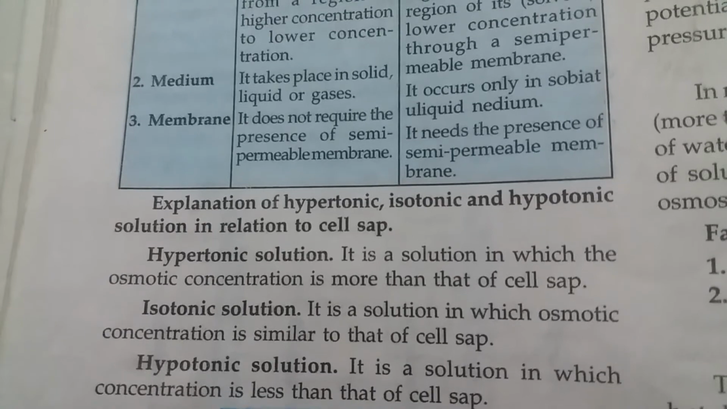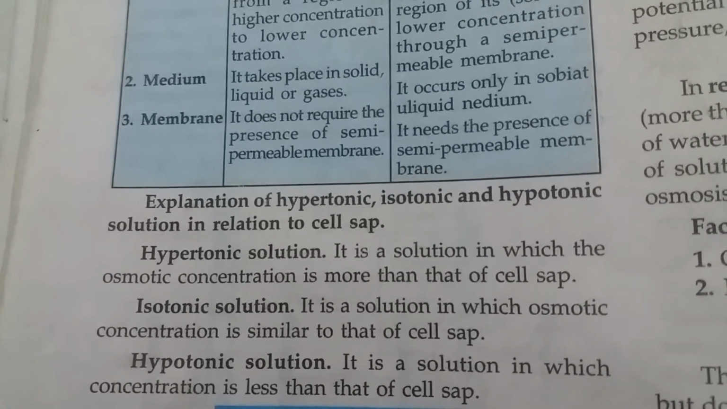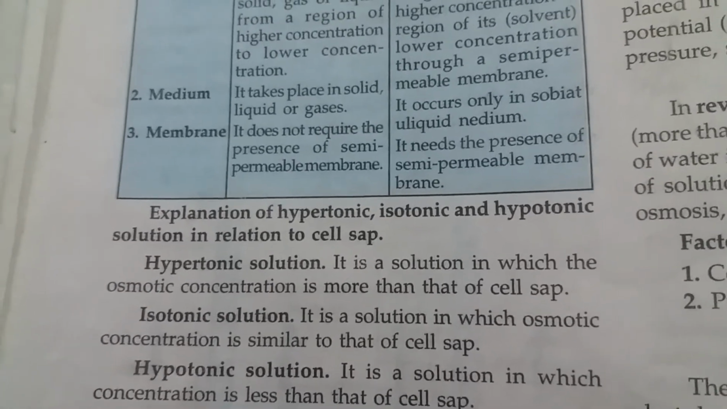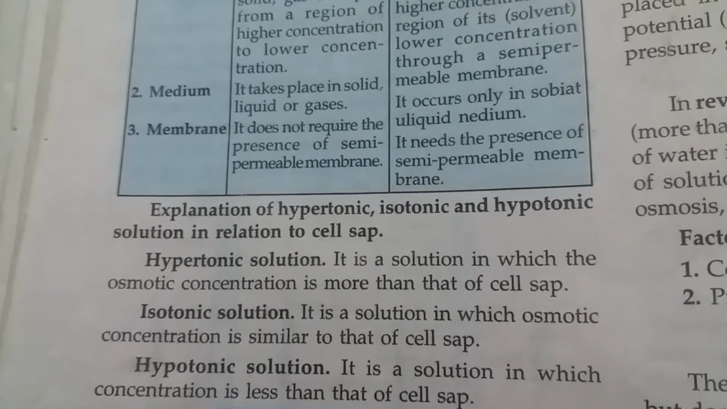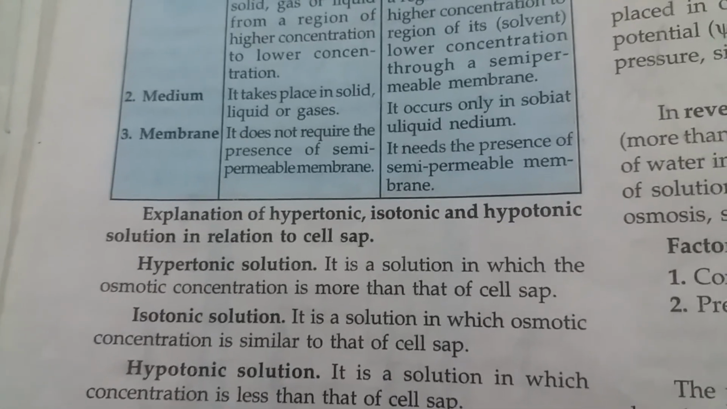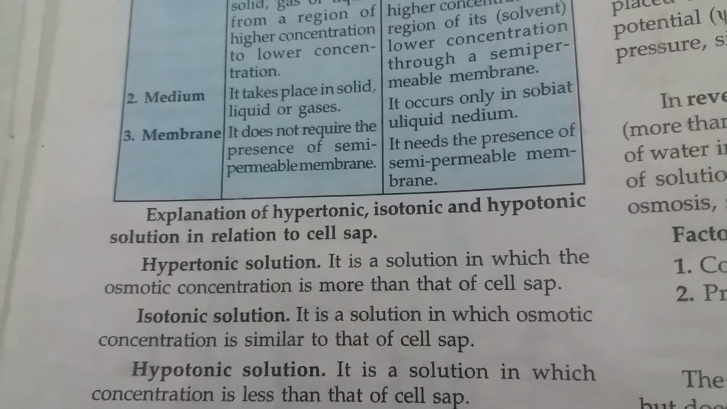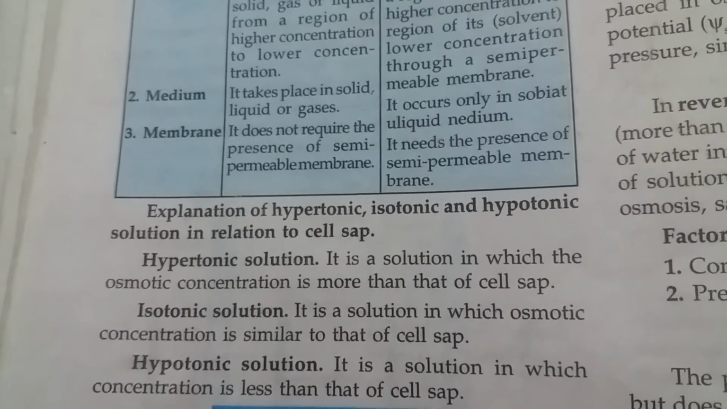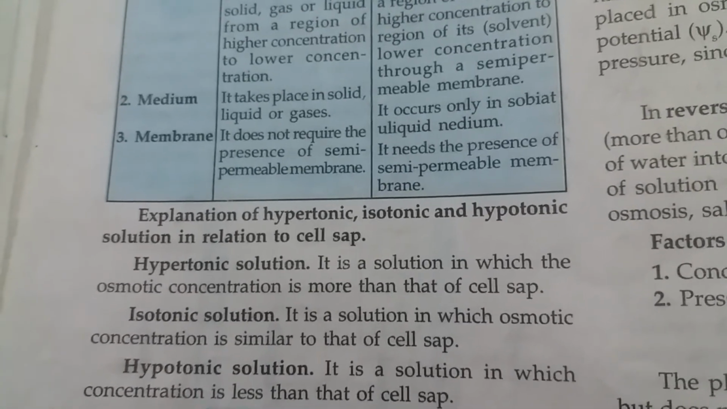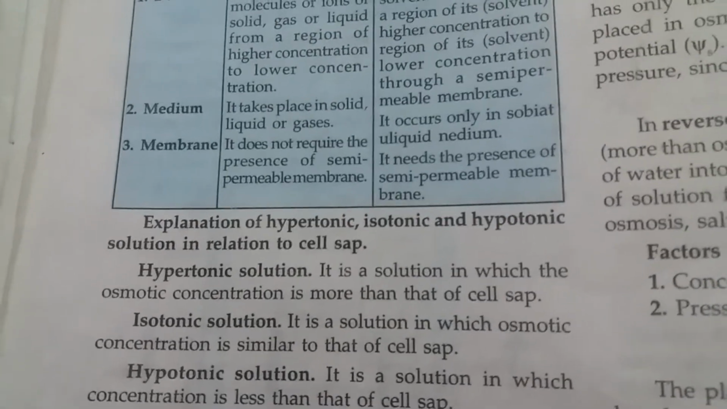In hypertonic solution, what is hypertonic solution? It is a solution in which the osmotic concentration is more than that of a cell sap. Its osmotic concentration is more. Isotonic is a solution in which osmotic concentration is similar to that of a cell sap. Osmotic concentration is the same as the cell. Hypotonic solution is a solution in which concentration is less than that of a cell sap. Here the solution's concentration is less than that of the cell sap, the material present in the cell.